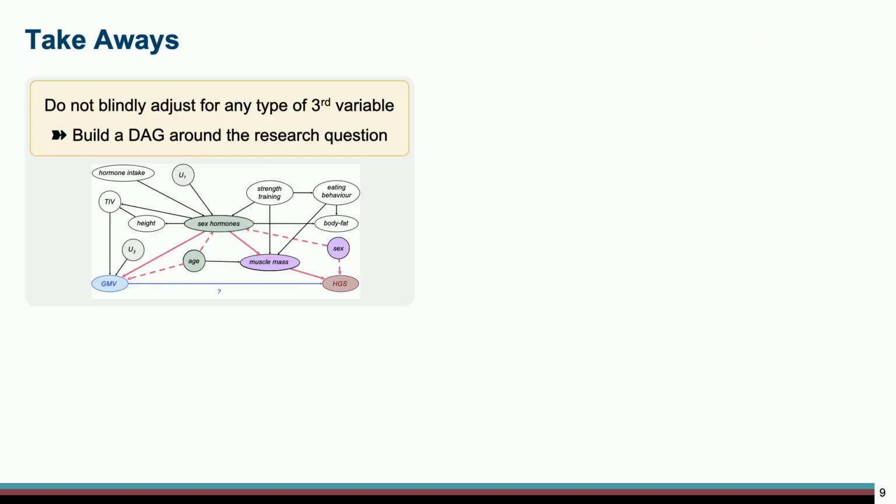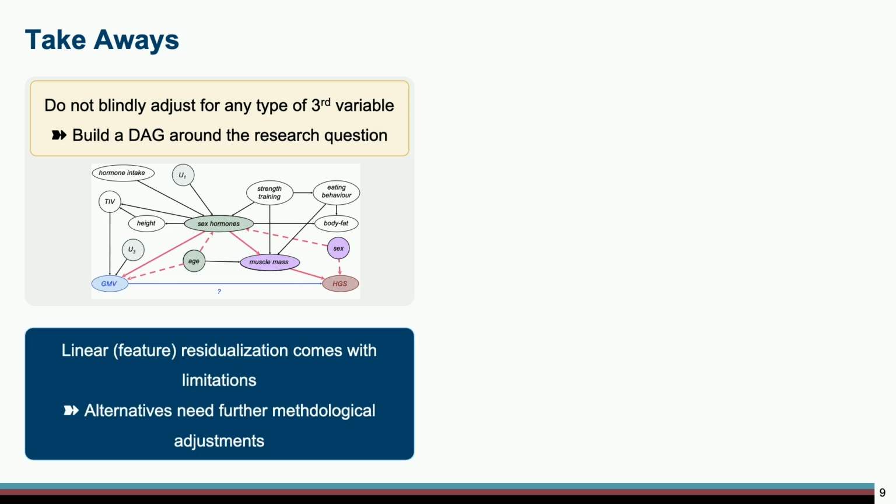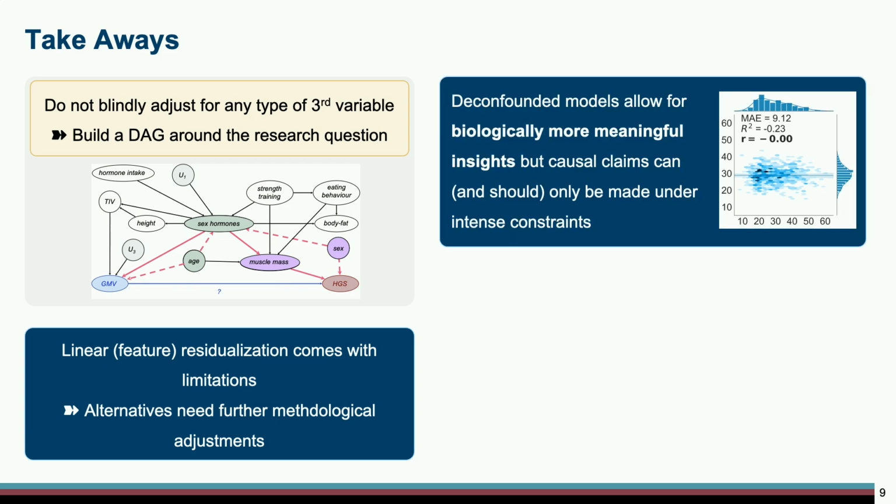So what should you take from this little presentation? First of all, do not blindly adjust for any type of third variable or just for default ones like sex and age, but build a DAG around the research question you have. Second, linear feature residualization comes with limitations, but alternatives need further methodological adjustments.